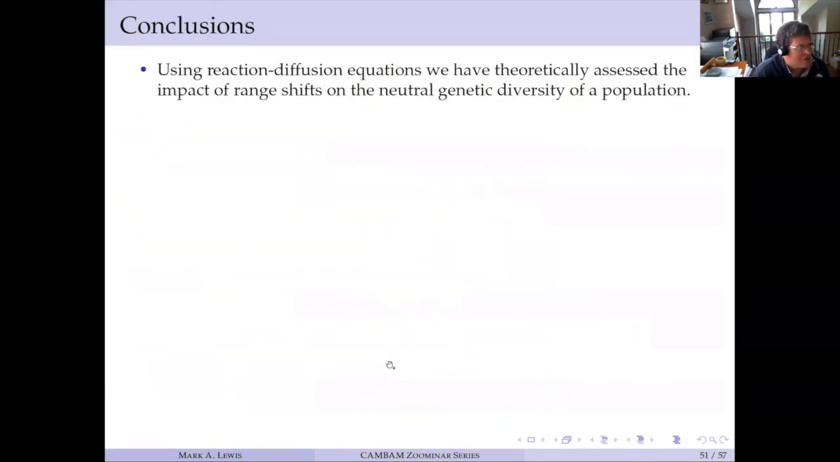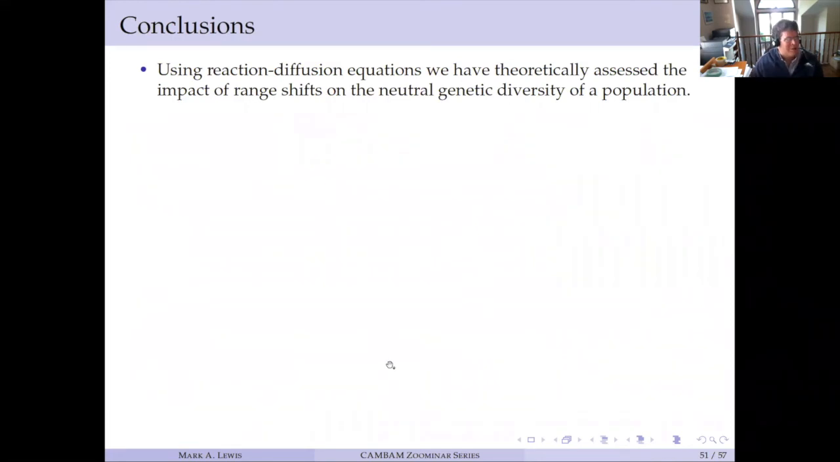And so if we put all this together, just using reaction diffusion equations, we've theoretically assessed the impact of range shifts on neutral genetic diversity of a population. And why I like talking about this is that I think it ties in with a lot of things that we study in mathematical biology, even in undergraduate discussions of population spread and critical domain size problems.